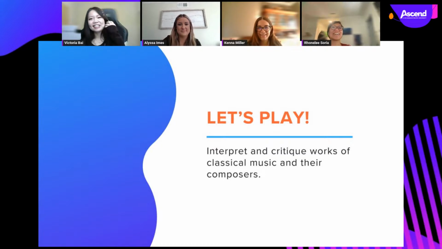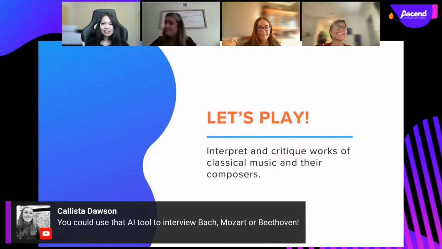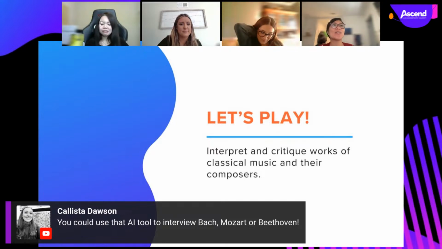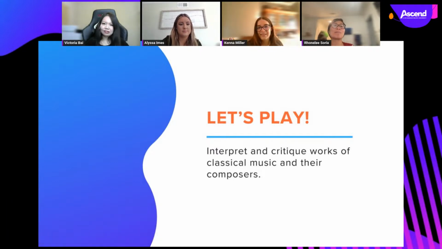What I immediately thought of: you could use the interview bot, Mozart or Beethoven. There is a cool AI tool called Character AI, where you can interview and interact with any character and any past celebrity, and this would be a great way to implement that AI tool as well. That's a great idea.